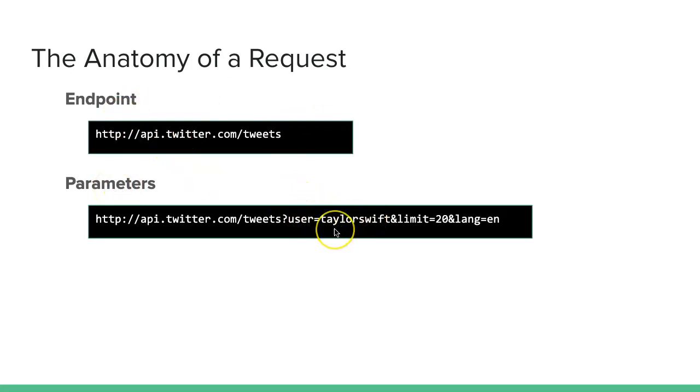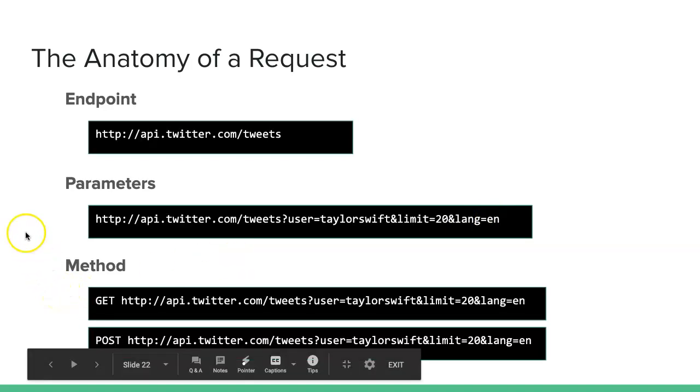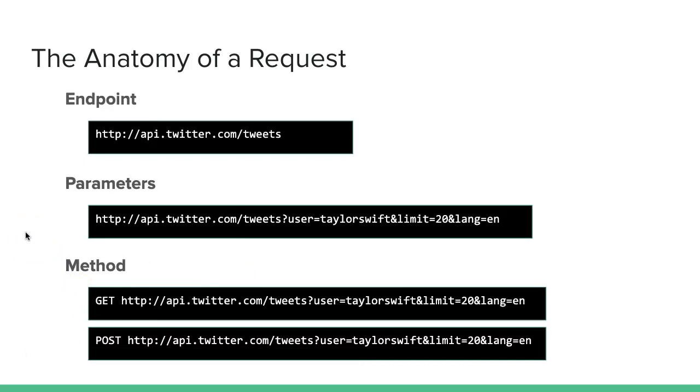Maybe I need to pass in the username, Taylor Swift, how many tweets we need to send, and a language, like is it in English? Okay, and then the last piece that you need to know is also what's the method of this request? Is it going to be a GET request or a POST request?